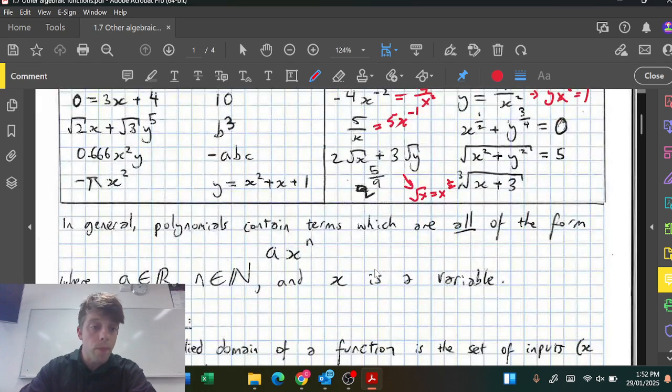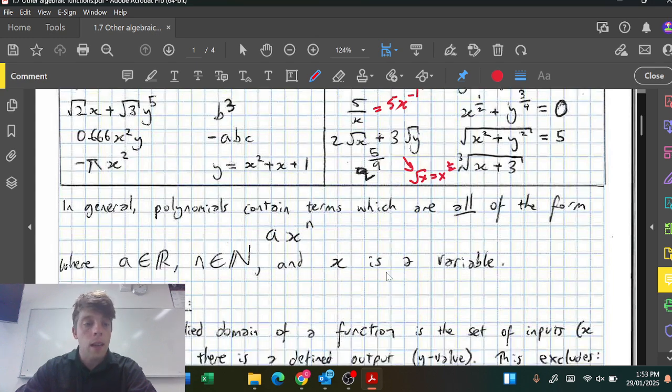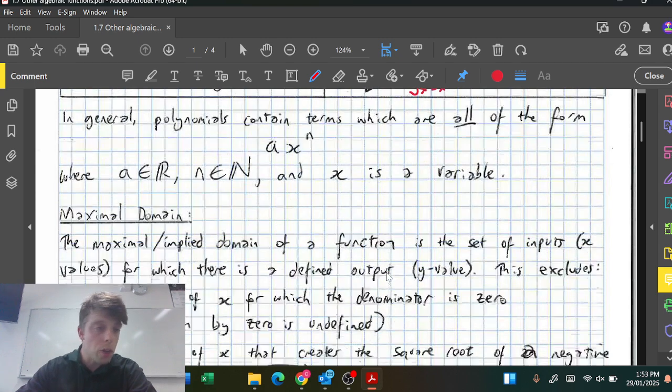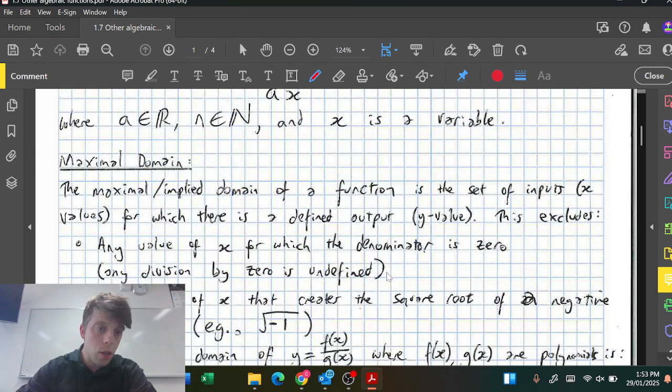Okay, so anyway, moving on. In general, polynomials contain terms in which all of the terms are of the form a times x to the power of n, where a is a real number, n is a positive whole number, and x is a variable. We'll be looking today at other examples of non-polynomial functions. Anyway, those definitions aside, let's move on.